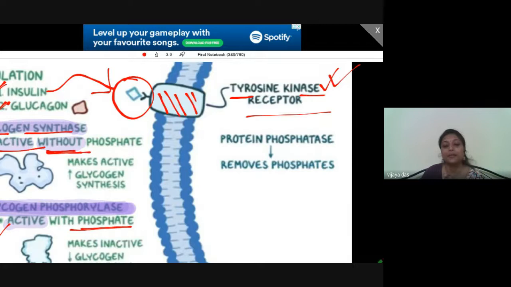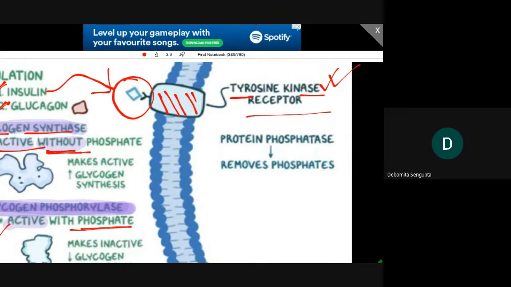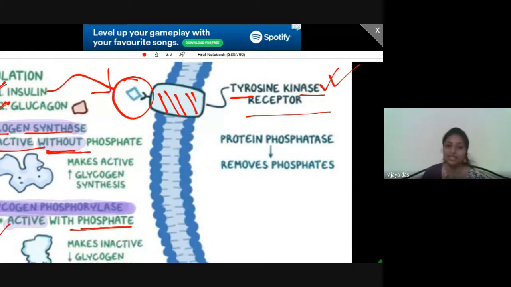Kinase means, what was the purpose of kinase? Hexokinase, phosphofructokinase. Kinase means what group of enzymes? Adding phosphate or removing phosphate, correct? Adding phosphate or to remove phosphate.